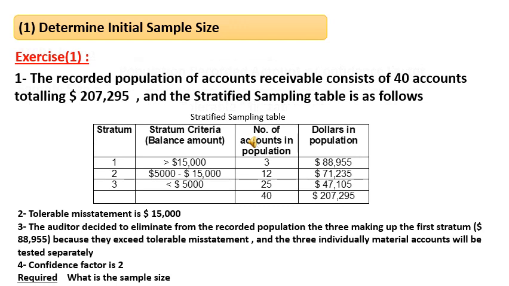Exercise: the recorded population of accounts receivable consists of 40 accounts, totaling 207,295. The auditor divided the population into 3 strata. Tolerable misstatement is equal to 15,000. The auditor decided to eliminate the first stratum and audit it separately. The confidence factor is given. What is the sample size?